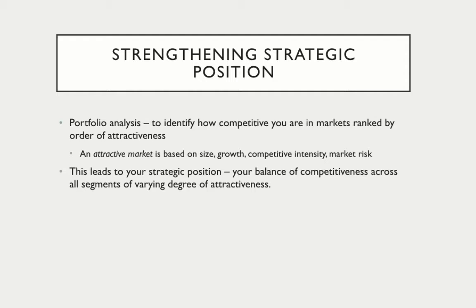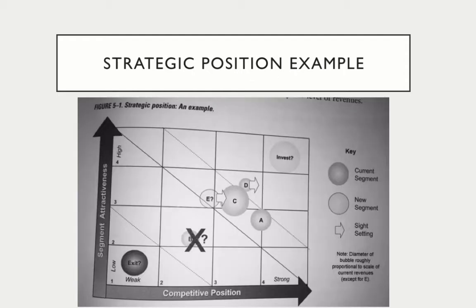All right. So you determine how competitive you are in your business segments. You look at the attractiveness of the market, and then this leads to your strategic position, which is the balance of competitiveness across all segments of varying degrees of attractiveness. Now, here is an example. Here's a chart that shows you how you can visualize how you can lay out this strategic position. What you see here on the x-axis is segment attractiveness, and on the y-axis is competitive position.